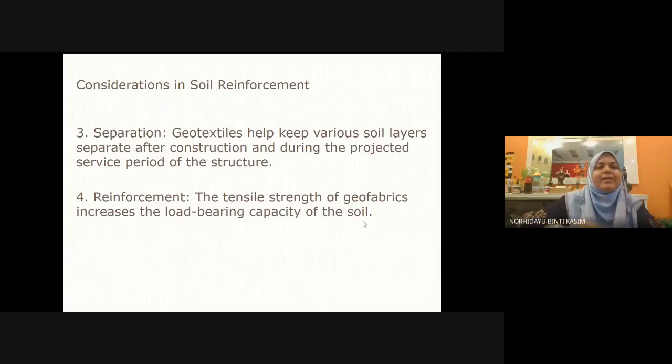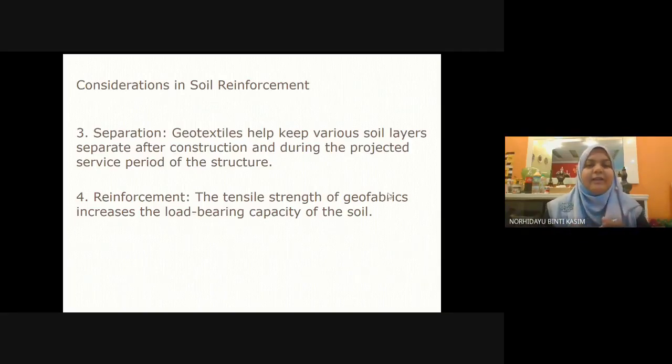Another reason that we are using geotextile is that it can act as a separation. It helps to keep various soil layers separate after the construction or during the projected service period. So it can be used as a separator of the soil.